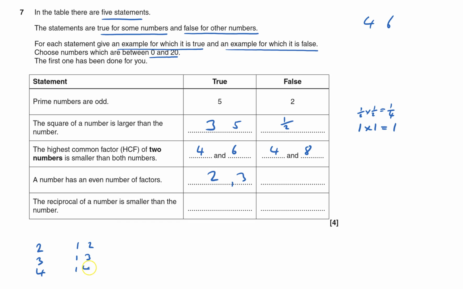4 has got 1 and 4, but also 2. That's 3 factors. It's an odd number, so you can have 4 here. Actually, you could have any square number, 1, 4, 9, or 16.